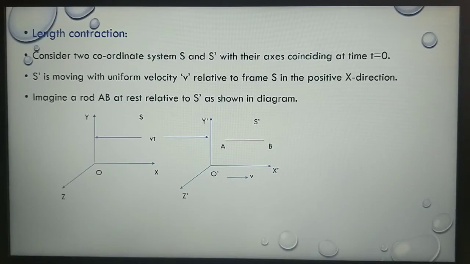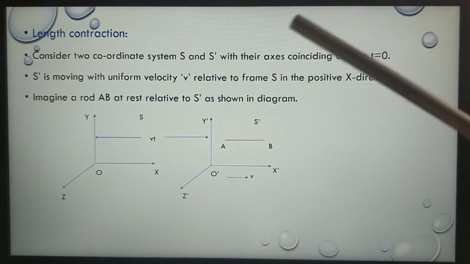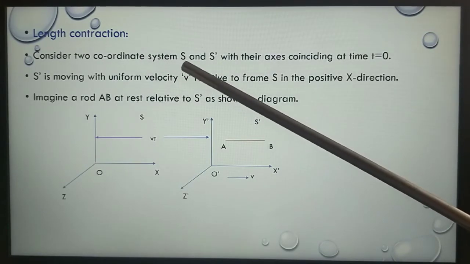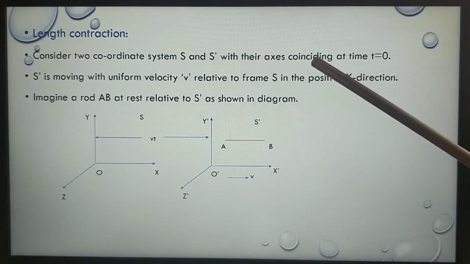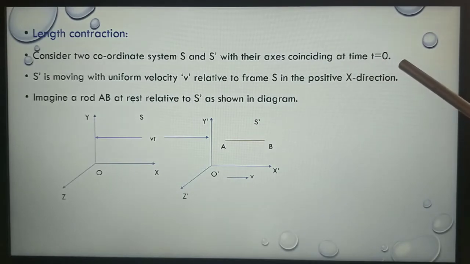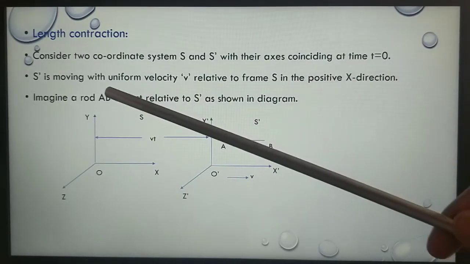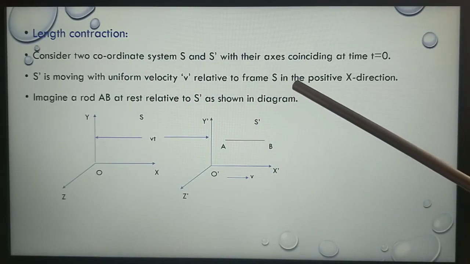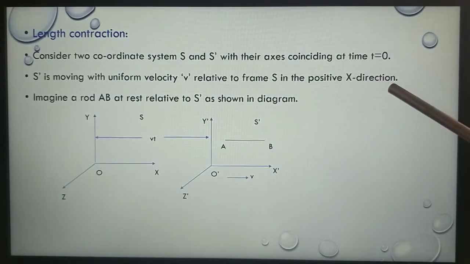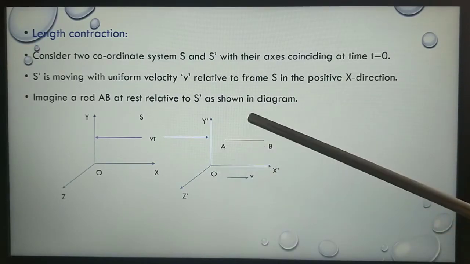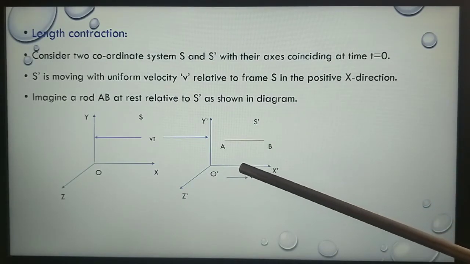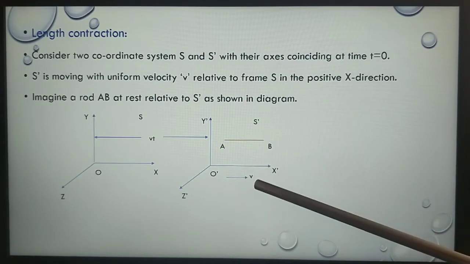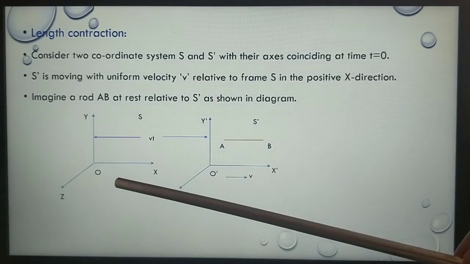Good morning, friends. In this lecture, we study length contraction. So, we consider two coordinate systems S and S dash with their axes coinciding at time t equal to 0. S dash is moving with uniform velocity v relative to frame S in the positive x direction. So, this is the frame S dash and this frame is moving with velocity v relative to frame S.